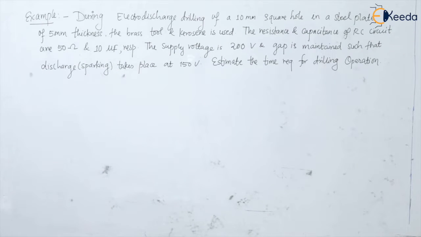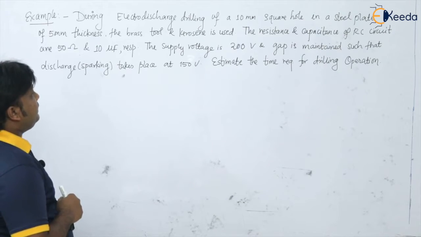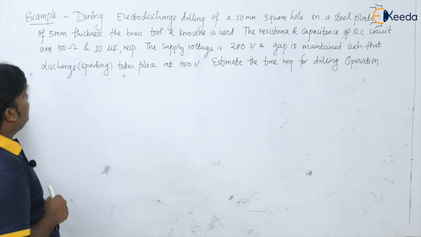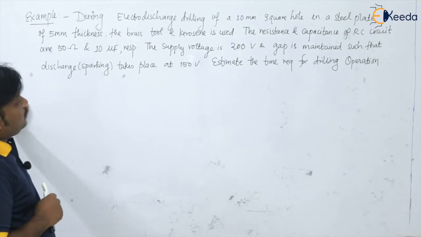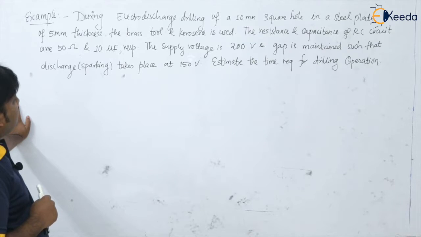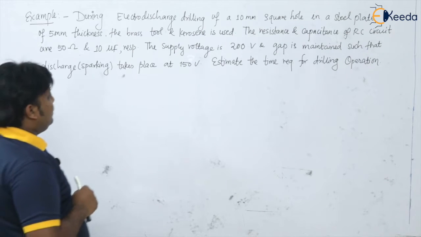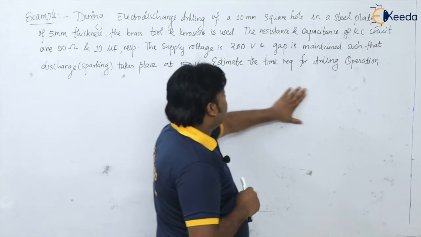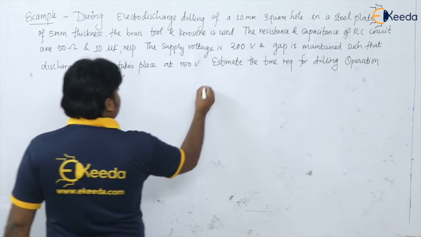So see here, during the electrodischarge drilling of a 10 mm square hole in a steel plate of 5 mm thickness, the brass tool and kerosene, the dielectric fluid, is used. The resistance and capacitance of the RC circuit are 50 ohm and 10 microfarad respectively. The supply voltage is 200 volt and the gap is maintained such that the sparking takes place at 150 volt. Sparking or discharge. So estimate the time required for the drilling operation. Okay, so let us solve this question.